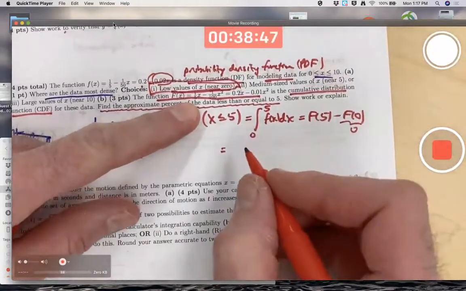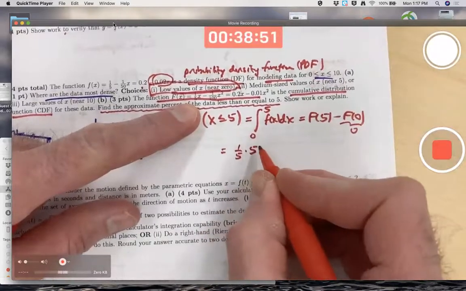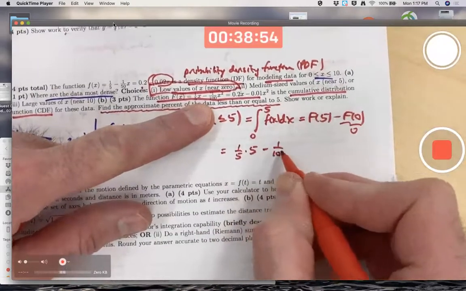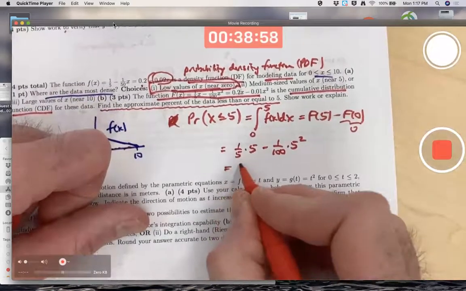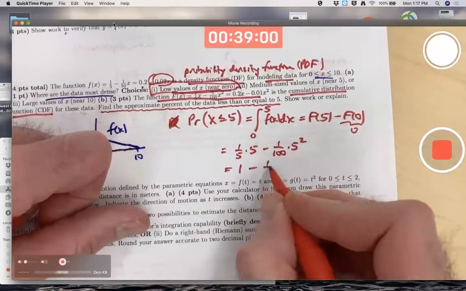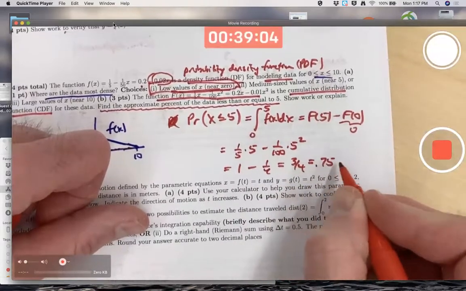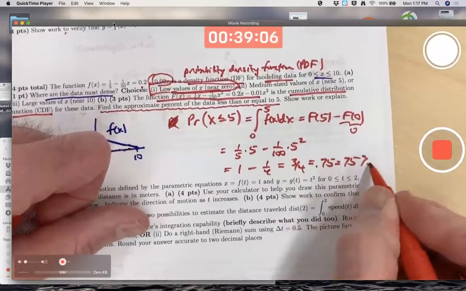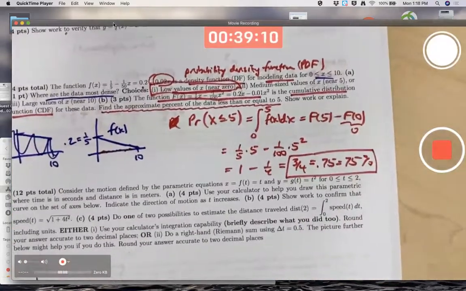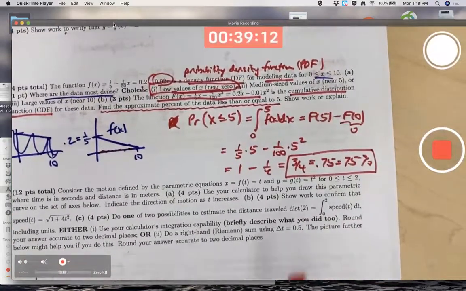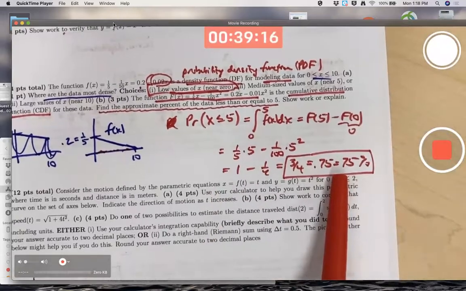Sorry, it's a little hard to see here. That's a 1/5, plug in x equals 5, minus 1 over 100 times 5 squared. This is 1 minus 1/4. The answer is 3/4 or 75%. 0.75 or 75% of the data is less than 5, or I can think of that as a probability. The probability that a randomly chosen data point is less than 5 is 75%.